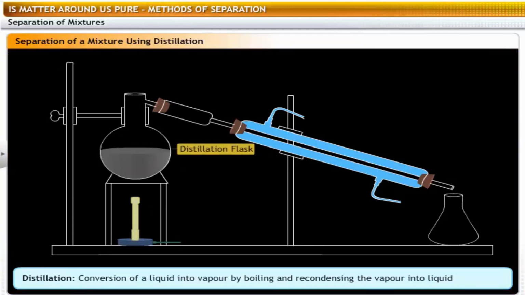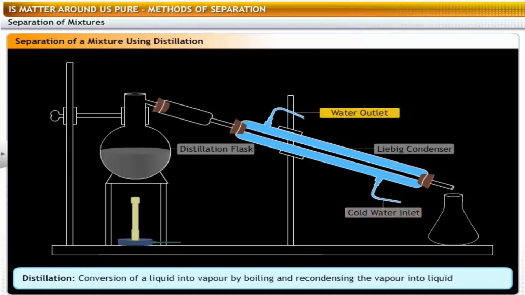Put the mixture into a distillation flask. A distillation flask is a round-bottomed flask with a tube at its neck. This tube is attached to a condenser. The condenser is a long glass tube within a glass jacket with an inlet and outlet for water. The open end of the flask is fitted with a one-holed rubber cork through which a thermometer is introduced.